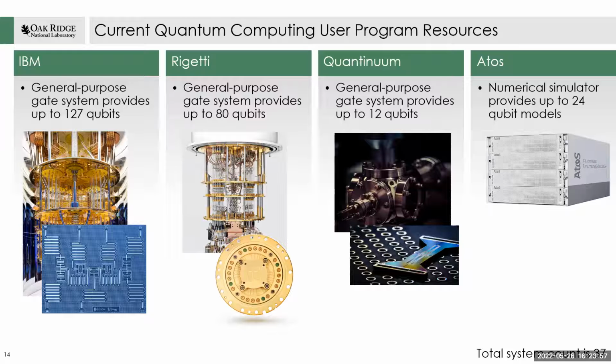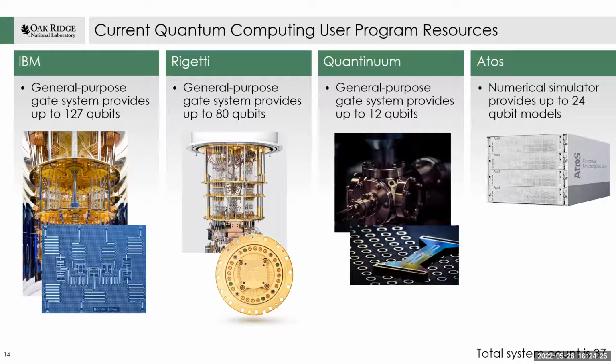Now, of course, having access to experimental devices will always lead to the question of, did that do what I thought it should do? And numerical simulation continues to play an important role in verification and validation of these devices. For that, we have the Atos quantum learning machine. This is a dedicated numerical simulator. It provides up to 24 qubit models for simulation. And then, of course, the high performance computing systems are an alternative to this.